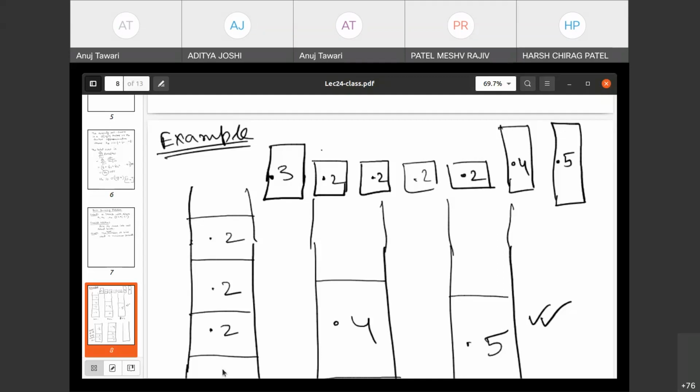Ideally, in this class, we are just looking at approximation algorithms. So let's just assume that the entire input is given to you and you have to make a decision which object to put in which bin.